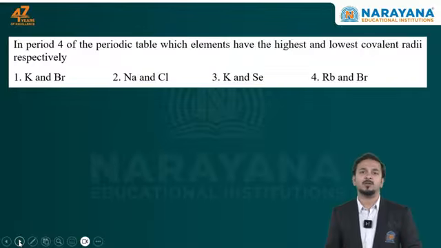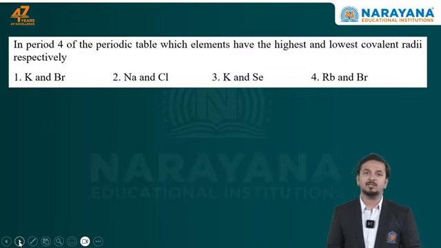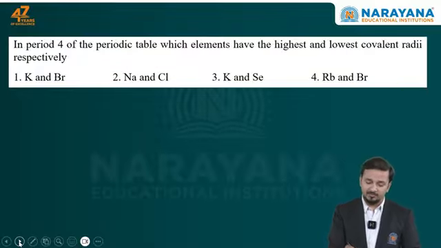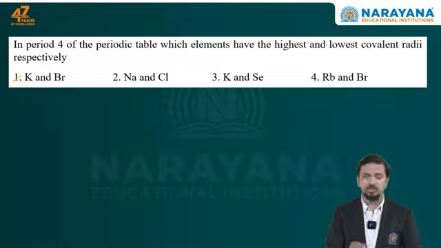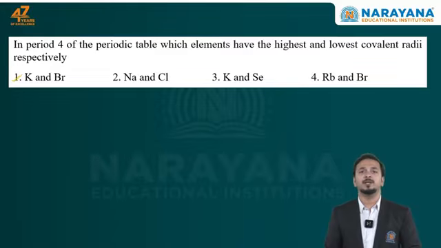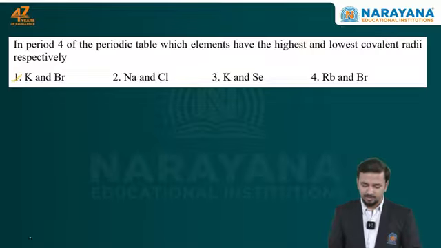Why are we not considering group 18? Because they don't form covalent bonds. So alkali metals will have the highest covalent radii, so in period 4 it will be potassium, and halogens will have the lowest covalent radii, so in period 4 it will be bromine. So the correct answer for this question is potassium and bromine. The period 4 alkali metal, that is group 1, is potassium. The period 4 group 17 element, that is the halogen, is bromine.